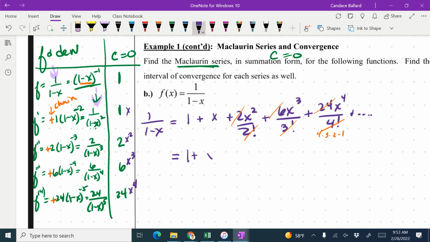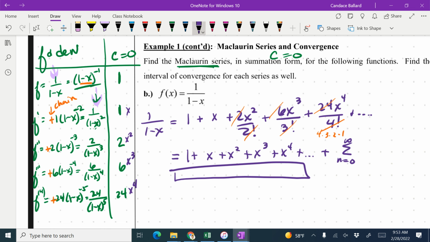So it'll be 1 plus x plus x squared plus x cubed plus x to the fourth plus dot dot dot. I'm going to go 0 to infinity. I'm going to put my term numbers in here in the box just so you can see it. So this is term 0, term 1, term 2, term 3, term 4. So x to the what? The only thing that's changing is my exponent, right? Just x to the n. Good.